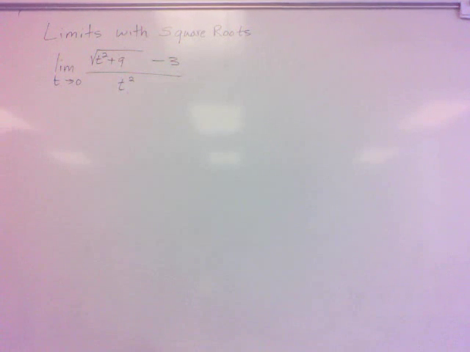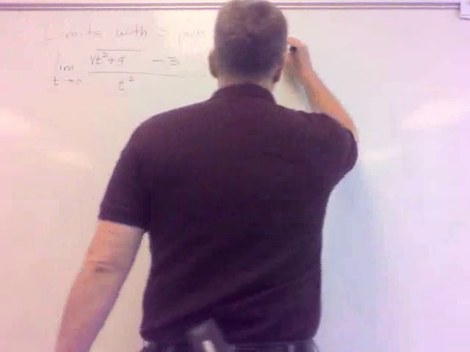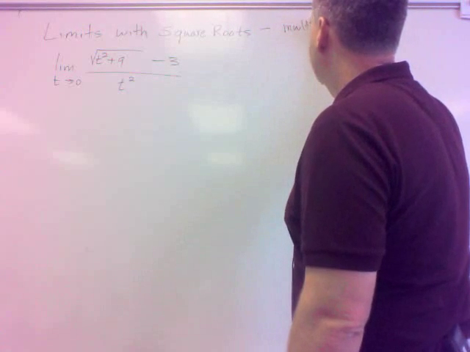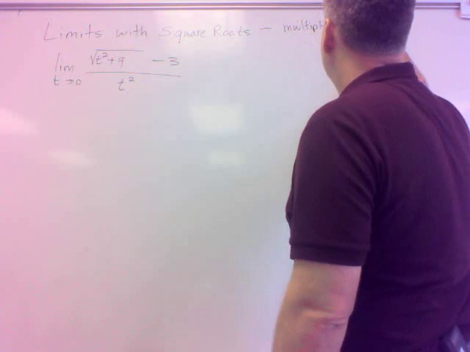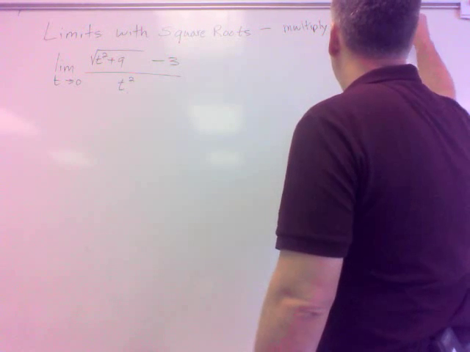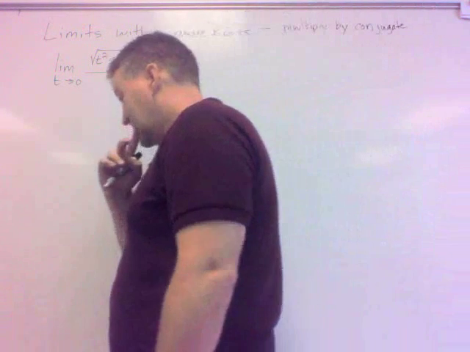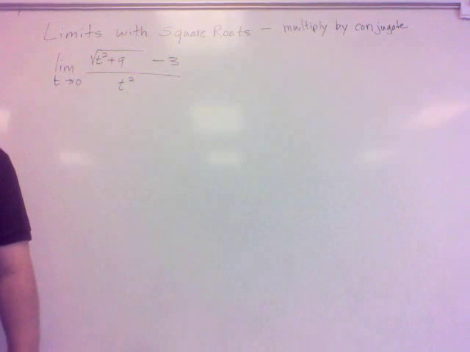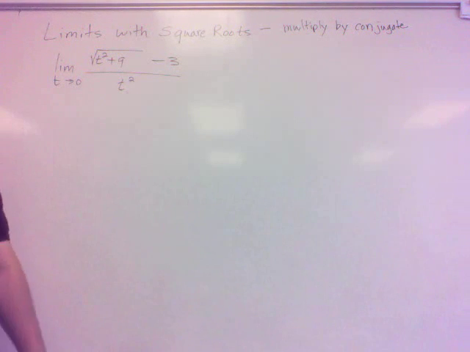Common theme there. The technique on solving these limits with square roots when you can't directly substitute is multiplying by the conjugate. Now, do you know what I mean by conjugate? What do we mean by conjugate? Any thoughts? Well, usually on a conjugate, you change one little thing, you change a sign between two other things. And that's what we're going to do here.